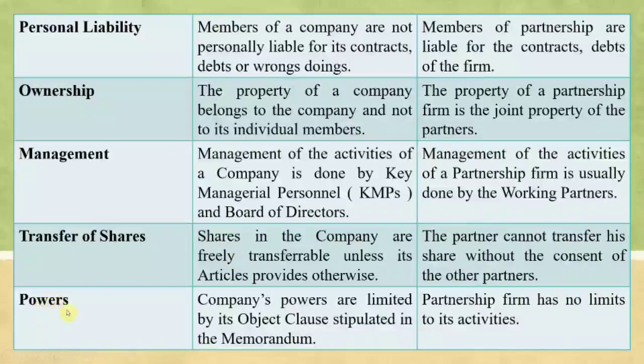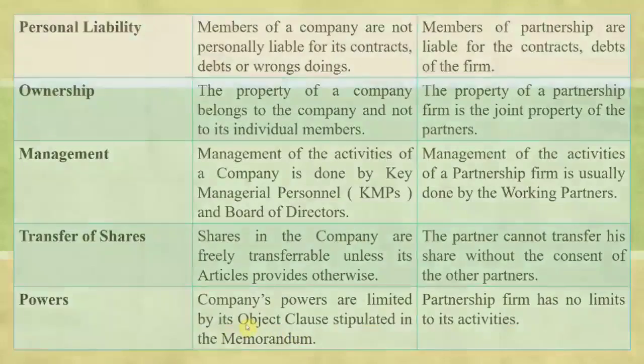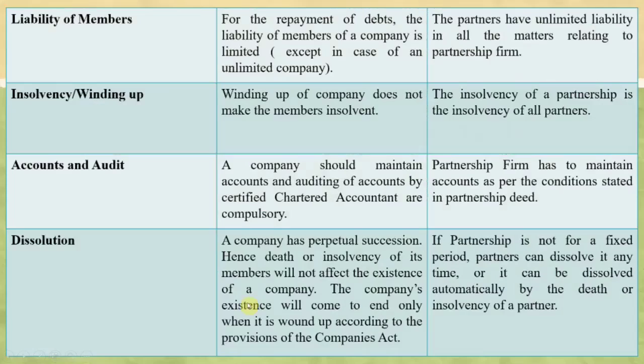Now comes the next point, that is powers. The company's powers are limited by its object clause stipulated in the memorandum. A partnership firm has no limits to its activities. Earlier I have told you that the company's powers are limited to its memorandum. Whatever powers have been stated in its memorandum of association, only that much a company can exercise, and beyond its limit it cannot exercise its power. Okay. Now let us see the further distinctions.